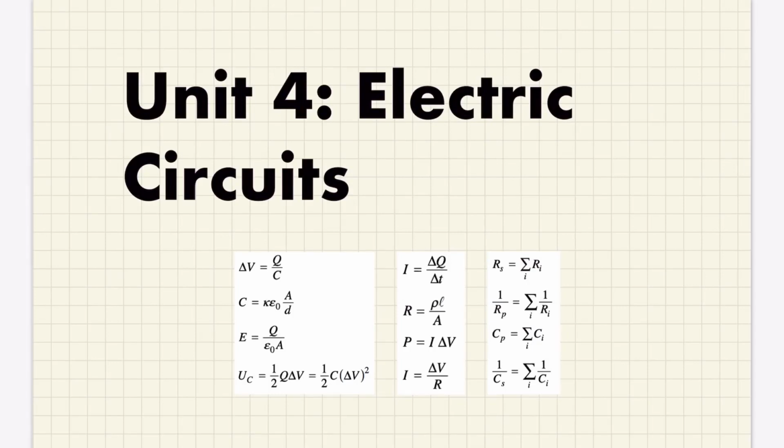Welcome back to AP Physics 2 video series. This is Unit 4, Electric Circuits. In Unit 3, we talked a bit about electricity, specifically charge, electrostatics, things like that. Now we're going to be delving into circuits, current, and resistors, capacitors, and putting it all together.